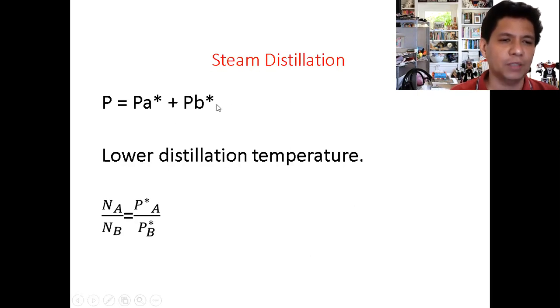So aside from this equation, total pressure is equal to PA star plus PB star. I hope you still remember the difference of PA star and P sub A. This is the vapor pressure of pure component A, while PA is the partial pressure of A. Take note that in steam distillation, the total pressure is PA star plus PB star. And then the other equation is N sub A over N sub B is equal to PA star over PB star.